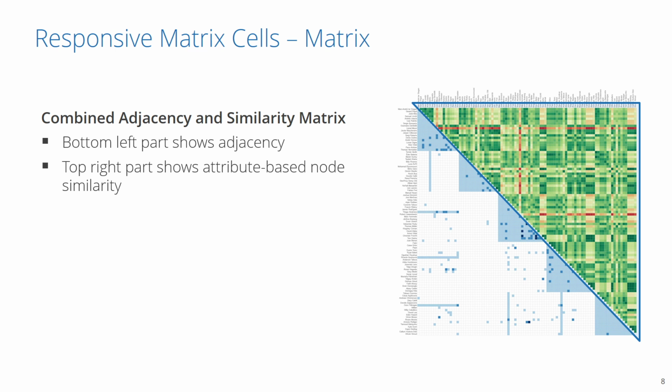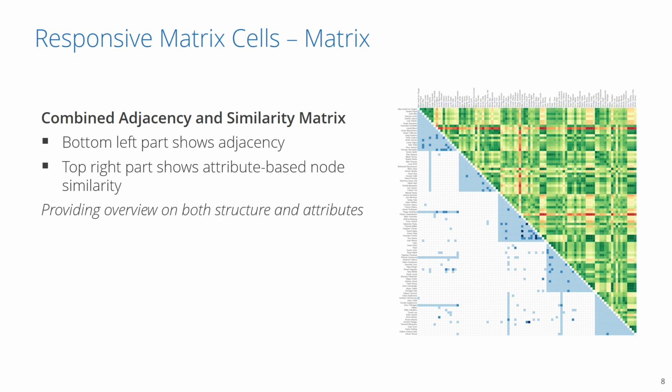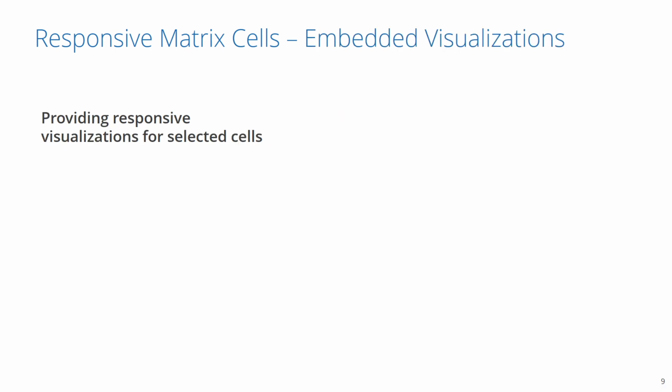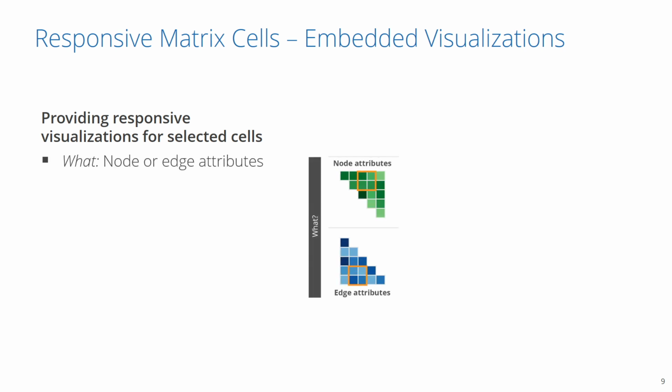So the combination of both parts addresses the challenge of providing an overview on both structure and attributes of the network. Of course, for all these patterns, it must be supported to sort the matrix accordingly to make them visible. For the identified regions of interest, analysts can then use the responsive matrix cells to reveal the details via embedded visualizations. These embedded visualizations behave responsively and can adapt to different aspects. First of all, the part in which a selection is made defines the what is shown. This is either node or edge attributes.